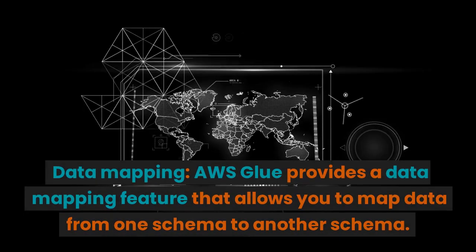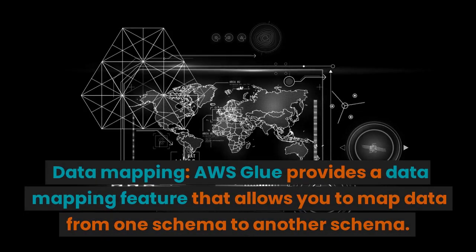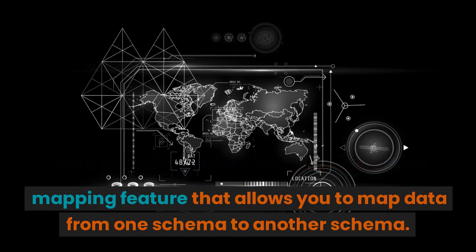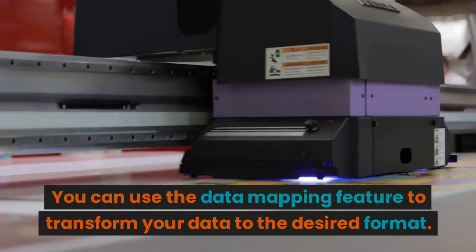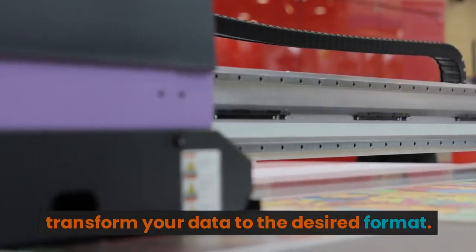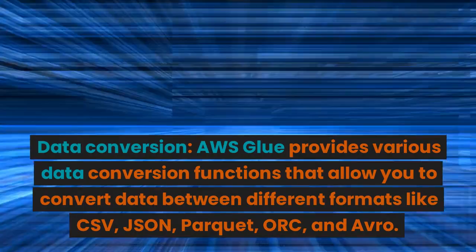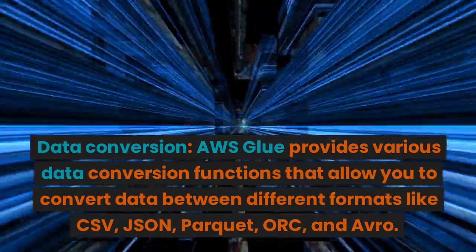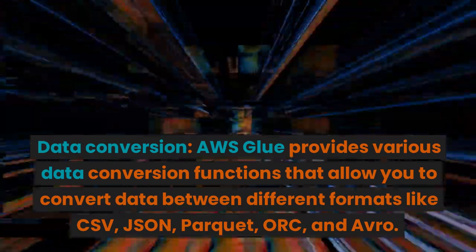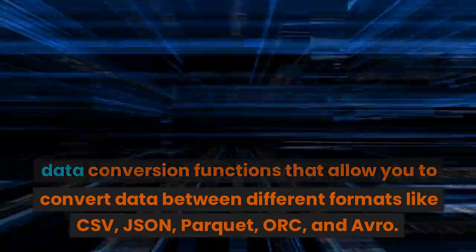Data Mapping. AWS Glue provides a data mapping feature that allows you to map data from one schema to another schema. You can use the data mapping feature to transform your data to the desired format. Data Conversion. AWS Glue provides various data conversion functions that allow you to convert data between different formats like CSV, JSON, Parquet, ORC, and Avro.